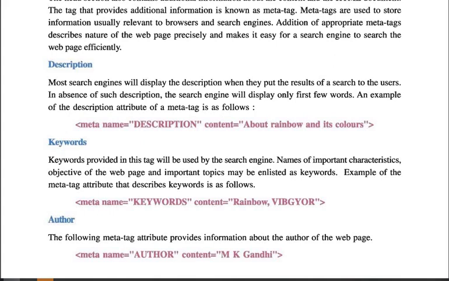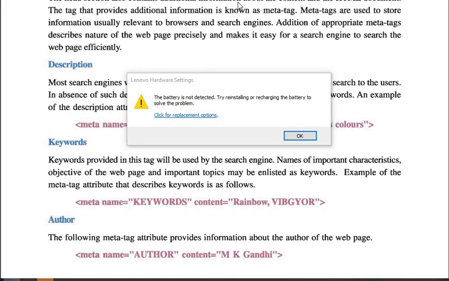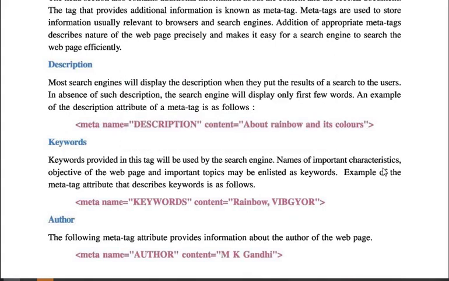Now some of the keywords are also there. Keywords provided in this tag will be used by the search engine. Now search engine, what are they? Google. If you want to know who made this web page, or how many web pages a particular person has made, then this will be useful to you. Meta tag, meta name keywords, content rainbow.